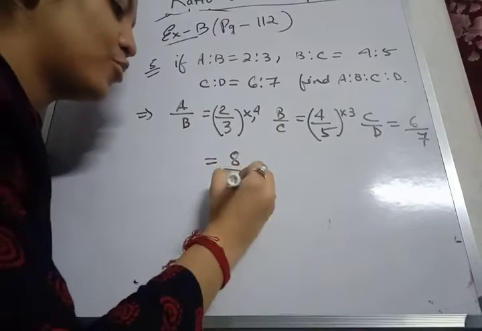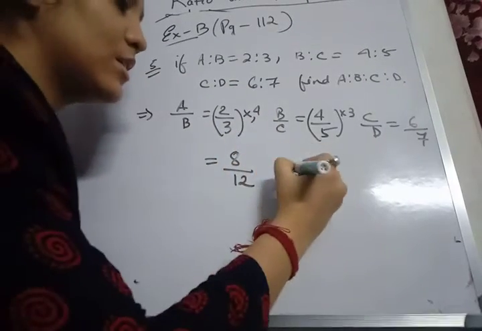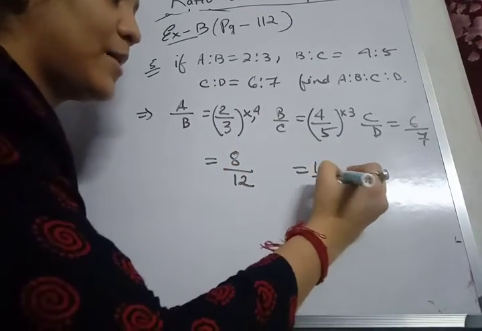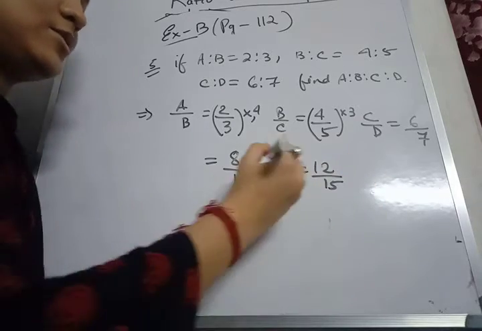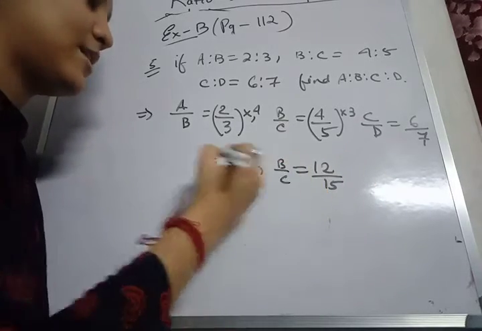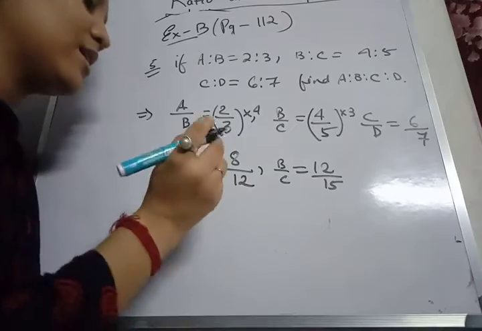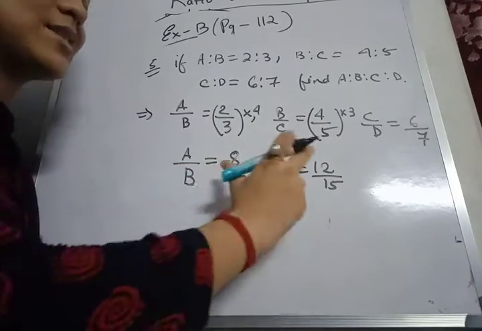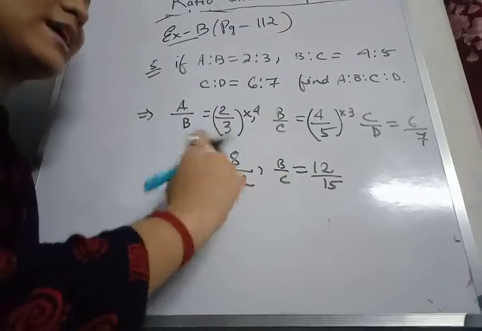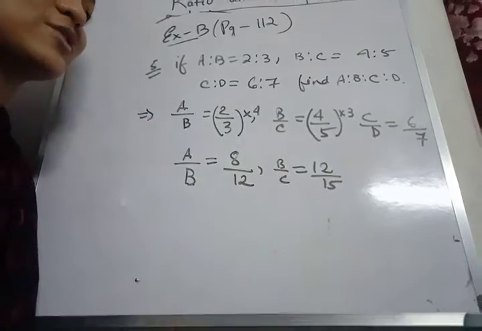4 3s are 12. This one 12 by 15. So this is my b by c and this is my a by b value. Why? Because here my b term is the same. And since b term is common, its number or its digit also has to be common.